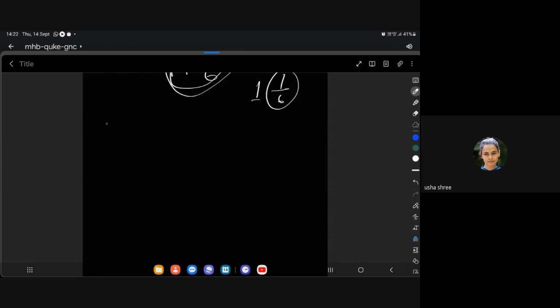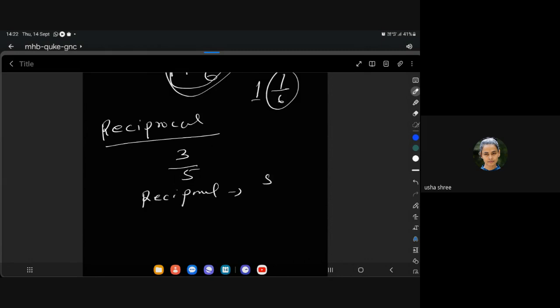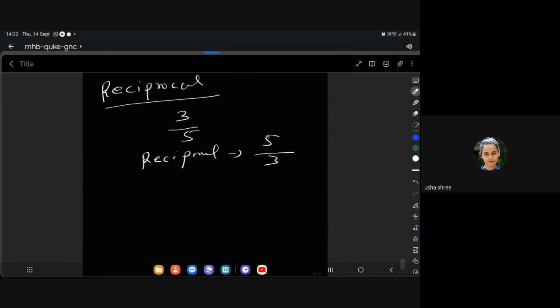Now another concept is called reciprocal. What is reciprocal? Suppose there is a fraction, anything, 3 by 5. What will be the reciprocal of 3 by 5? 5 by 3. Reciprocal means reverse. Simply reverse. So the multiplication of a fraction and its reciprocal is how much?